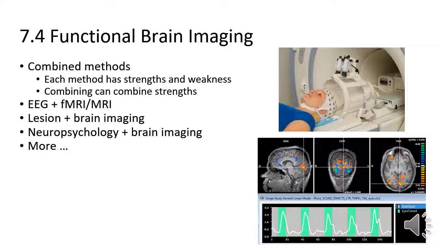Another thing people will often do is look at people who have lesions in their brain, with any kind of brain injury, imaging to see if there are functional and structural differences. Neuropsychology or cognitive tasks can be used along with brain imaging to see if there are differences in the size or thickness of the cortex for people with different cognitive abilities, and many more.